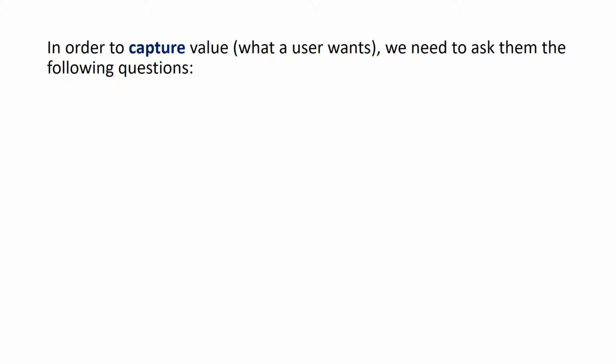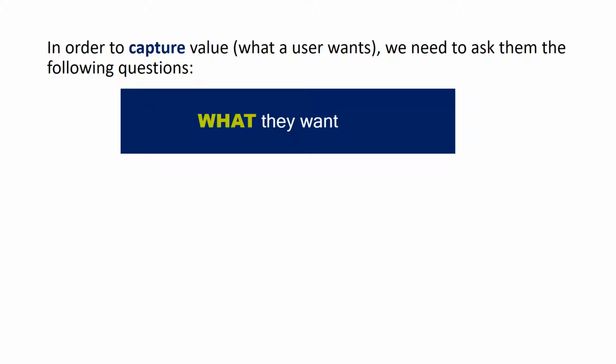In order to capture value as defined by our user, we need to ask the following 3 questions. We start with what they want. When we know what they want, we are then able to categorize these into service types, and this makes running our services easier and more efficient.